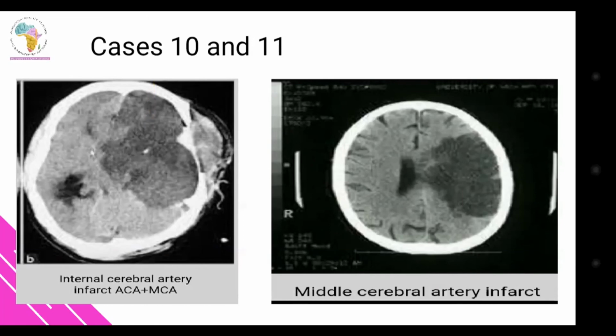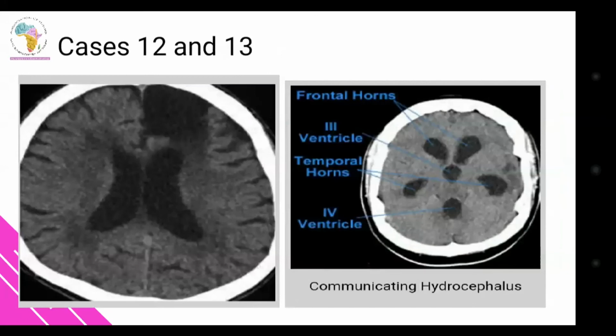Now, coming down to case 10, here you see that both the territory of the anterior cerebral artery and that of the middle cerebral artery show ischemia. We all know from anatomy that the internal cerebral artery gives rise to both the anterior cerebral artery and the middle cerebral artery. So having a lesion here, you think of an infarct at the level of the internal cerebral artery. In most cases, but it's also possible to have both the anterior cerebral artery and the middle cerebral artery obstructed. But what you think of first is obstruction at the level of the internal cerebral artery. So here you have ischemia in the vascular territory of the anterior cerebral artery.